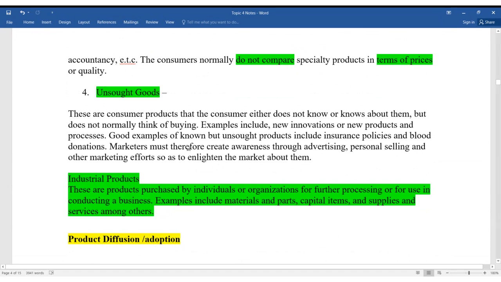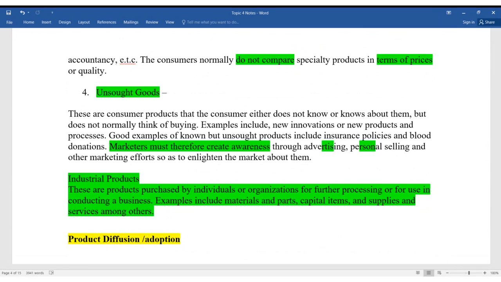Now, the key thing that you need to remember is to create awareness. Create awareness through adverts and personal selling. Employ salespeople and use many other marketing efforts like provision of incentives to help market this product. And that way you are able to sell. So those are key elements that you need to remember as far as classification of product is concerned.